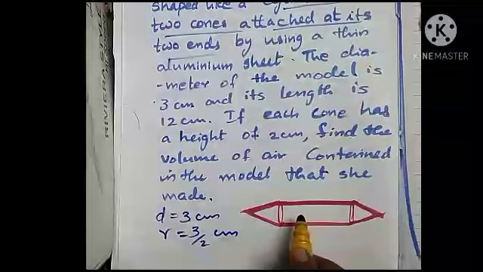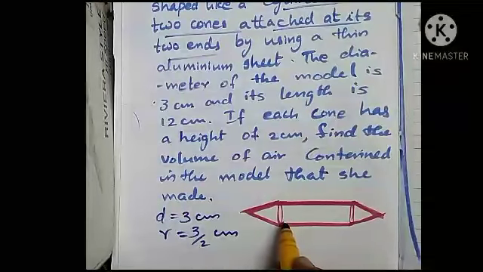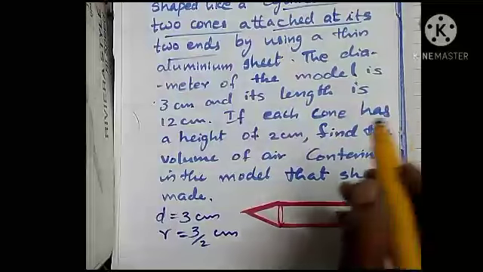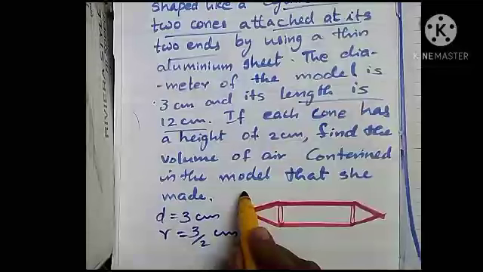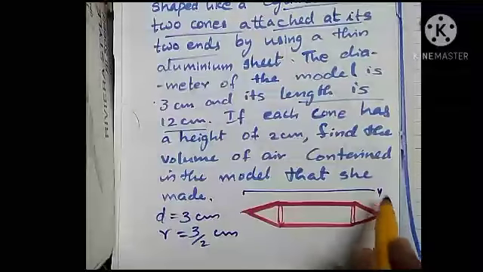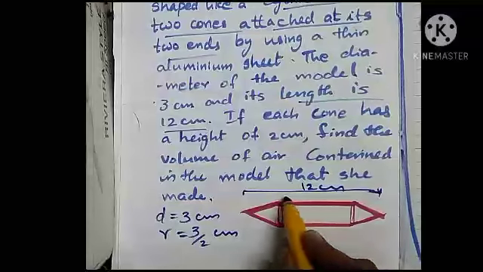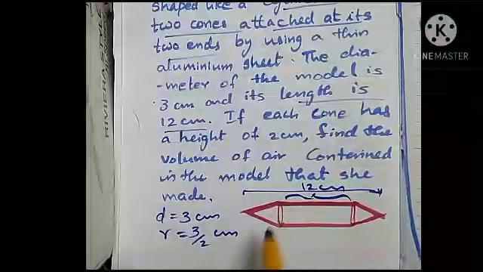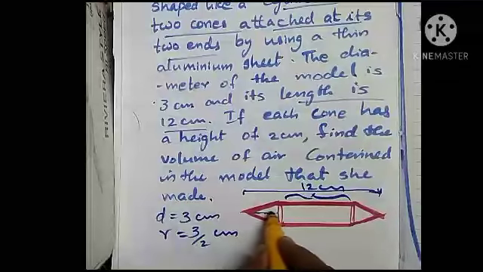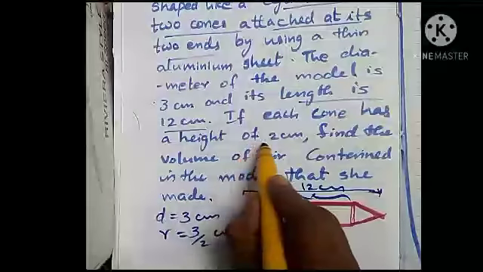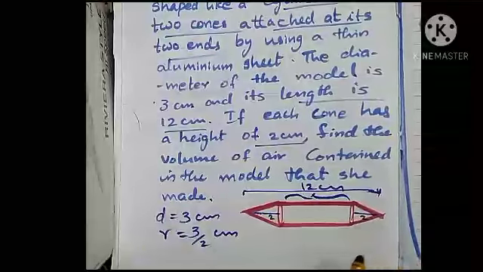Next, the height is given. The total length is given. See, two measures are given. Length is 12 centimeters. Length means from this point to this. Here it is. Total length 12 centimeters. Now here we can say it is the height of the cylinder. And here the height of the cone is given. What's the height of the cone? It is given as 2 centimeters. So this measure 2. Here also 2.